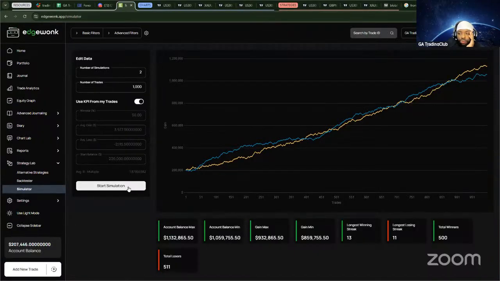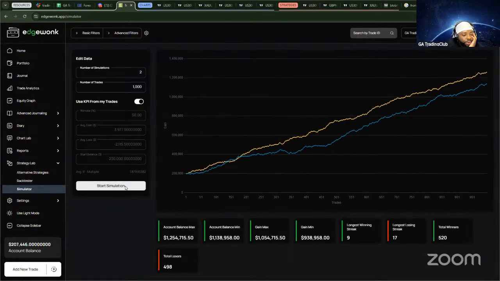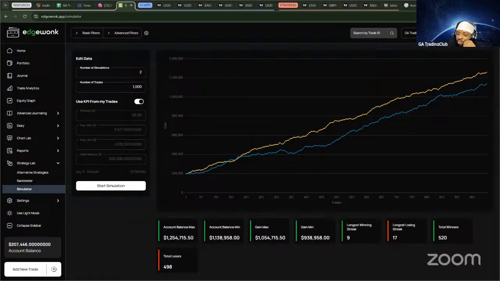Yeah. So for these simulations, it just makes sense for me to have one account doing the 5 second change of structure entry, and the other account just doing the, what is it, the 10-point impulse entry with a 1:2.